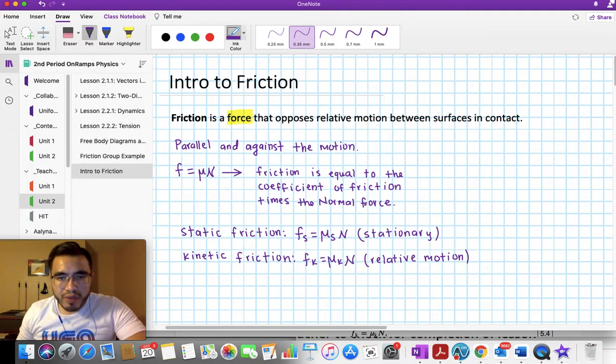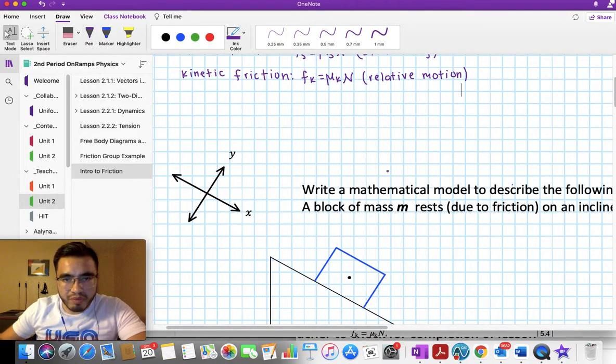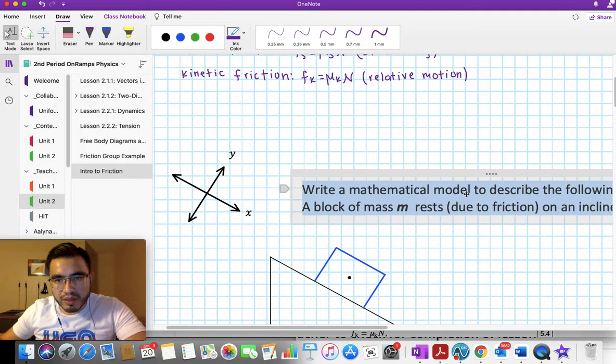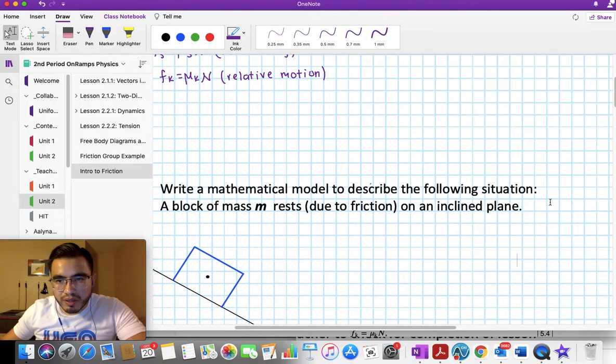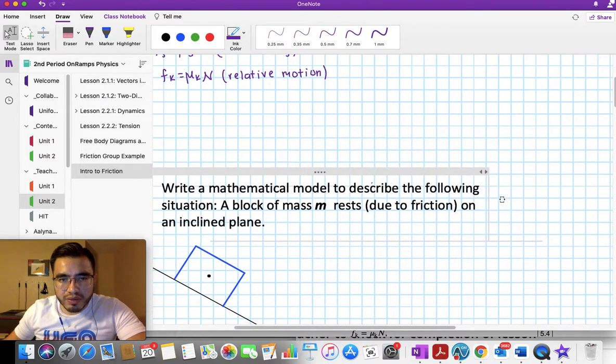Okay, now how can we use friction? Well, here's an example. Let me make this smaller so you can see it.